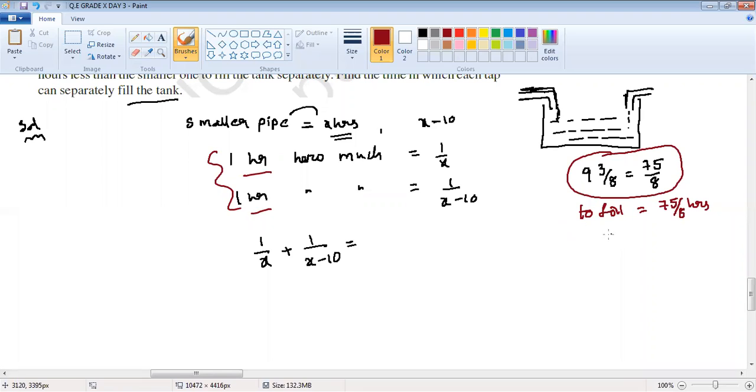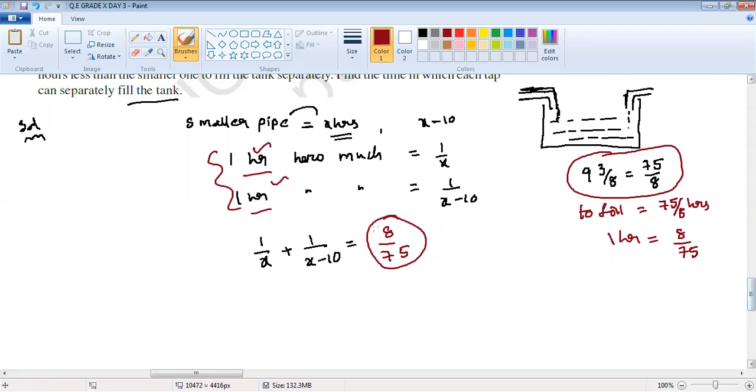So within 1 hour, how much work will they do? 8 by 75, right? Yes, sir. Now here also this is 1 hour, so we have to take 8 by 75 only. Are you clear? If you take 75 by 8, it stands for the total full time, but 8 by 75 is only for 1 hour.